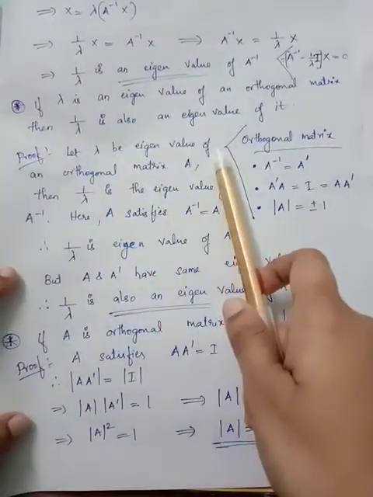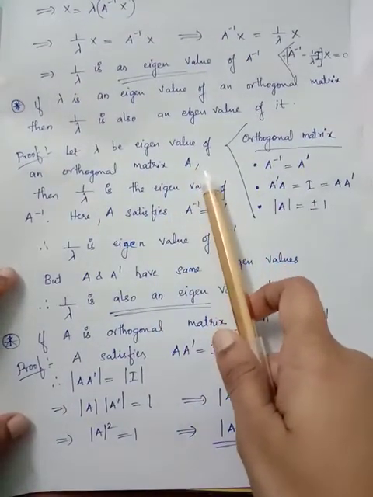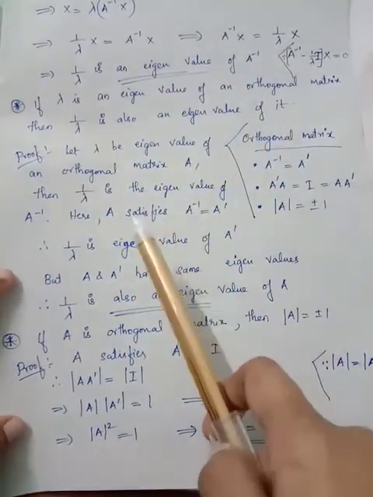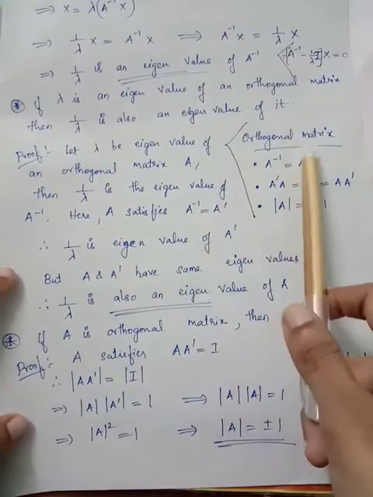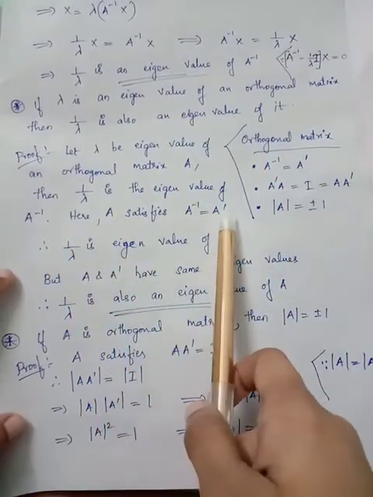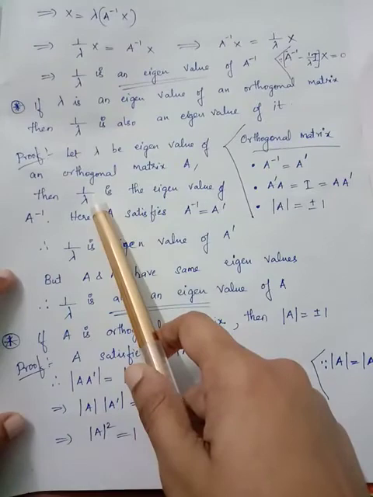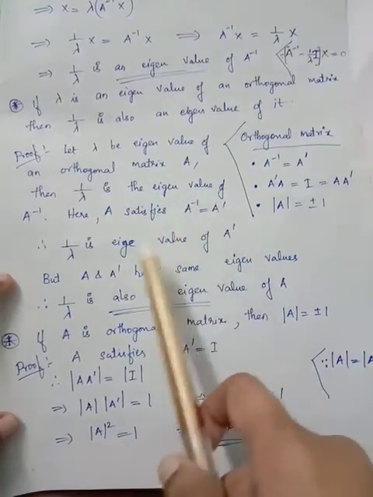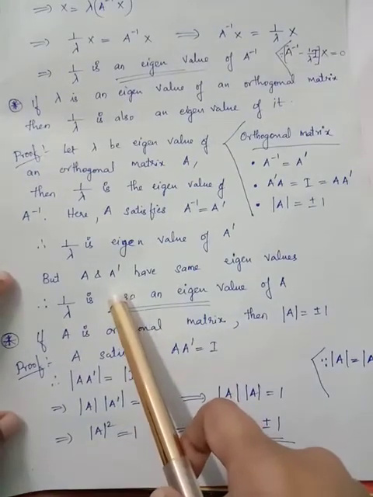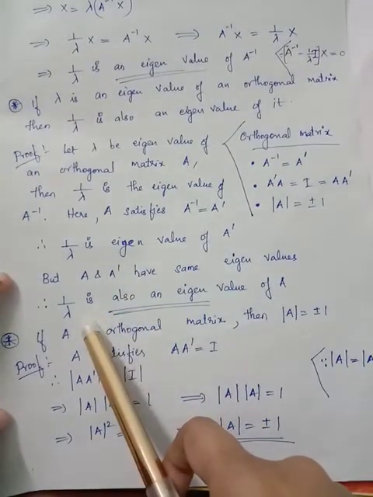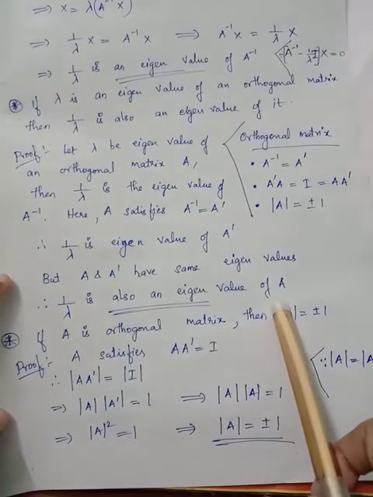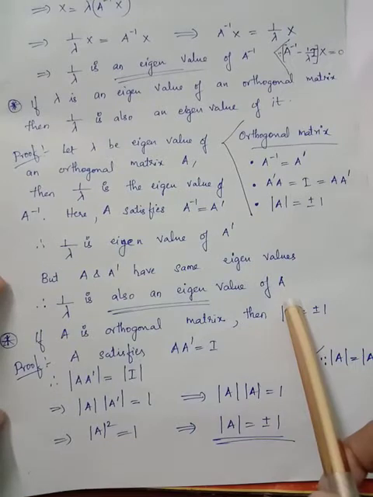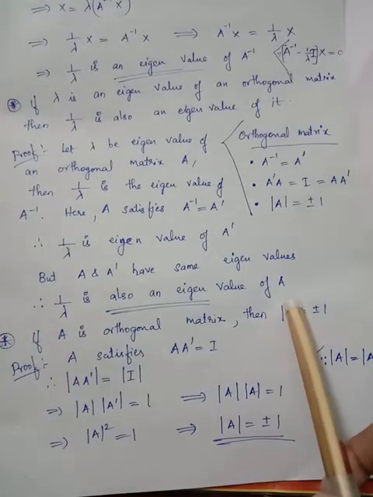If lambda is the eigenvalue of a matrix A, automatically A inverse will have 1 by lambda as the eigenvalue from the previous discussion. In particular, for an orthogonal matrix, A inverse coincides with A transpose. Hence, 1 by lambda becomes the eigenvalue of A transpose as well. From property 1, we studied that A and A transpose always have the same eigenvalues. Hence, 1 by lambda will also be the eigenvalue of A. So, if it is given that A is an orthogonal matrix with lambda as the eigenvalue, then 1 by lambda will surely be another eigenvalue.